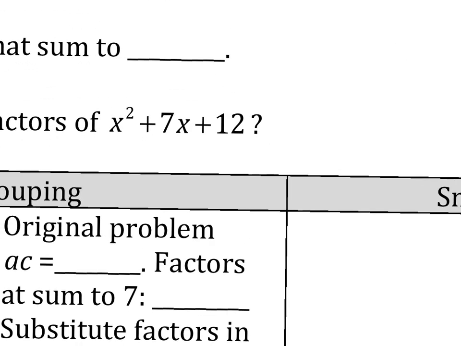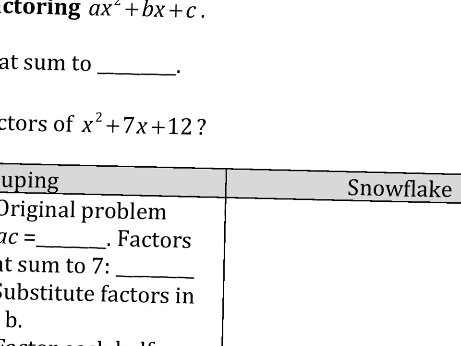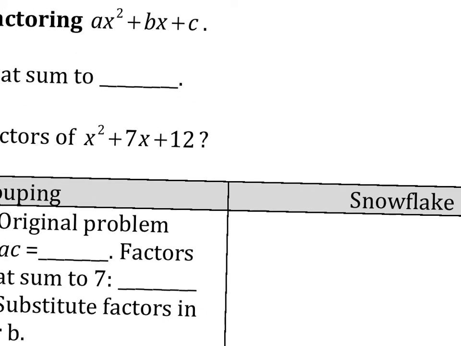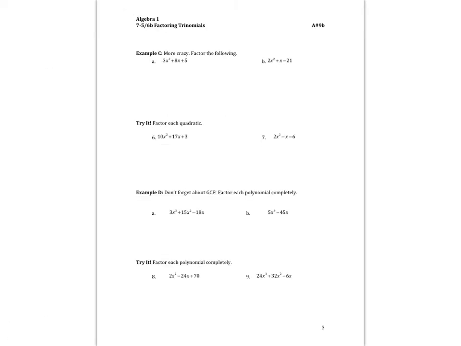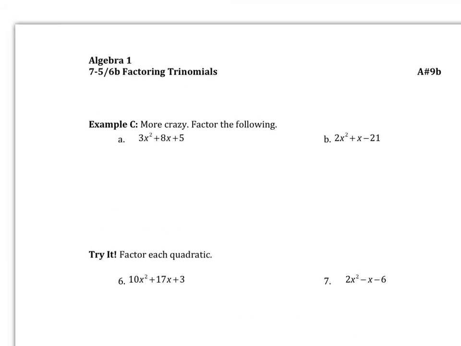You've seen this problem here, and if you recall, this one factors pretty quickly to x plus 3 times x plus 4, and we used the Snowflake to do that. Now let's make it a little bit more difficult by making this in the front, a, not 1, so like a 2 or a 3, etc. So join me here in example C.